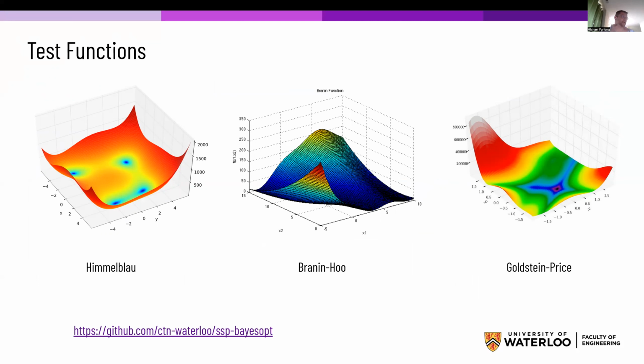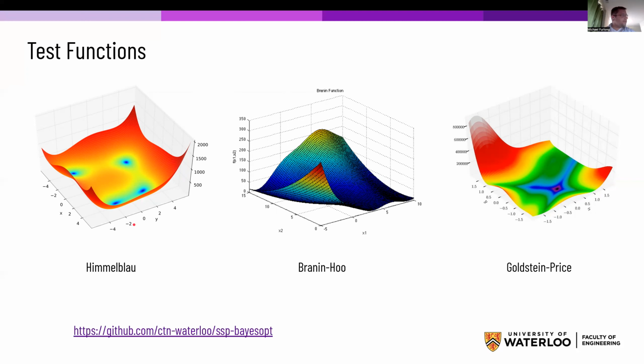So we tested this. I coded up the Bayesian optimization algorithm. We tested it on a number of test functions, but there are three: the Himmelblau, the Branin-Hoo, and the Goldstein-Price. They're all standard optimization targets. The code, if you want to play with it, is available online at github.com/ctn-waterloo/ssp-bayes-opt. These slides will be shared after the talk, and that link is active, so you'll be able to get it if you'd like.